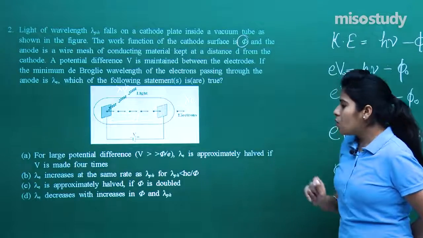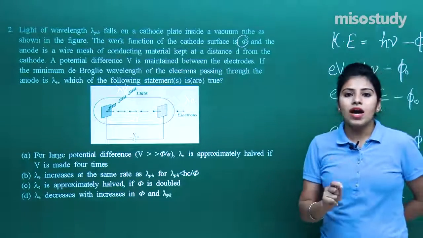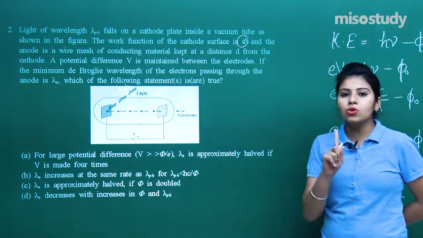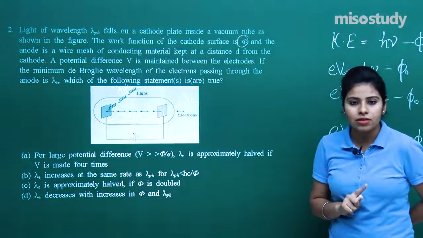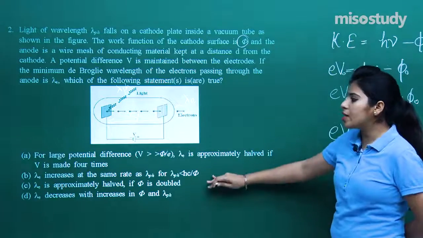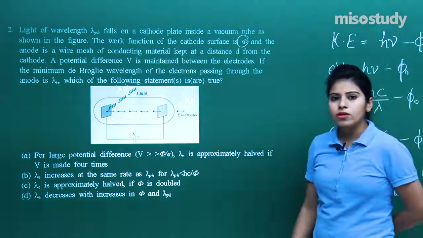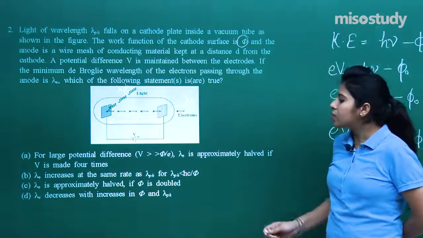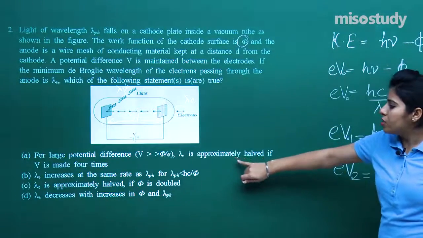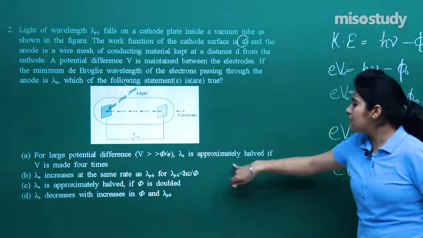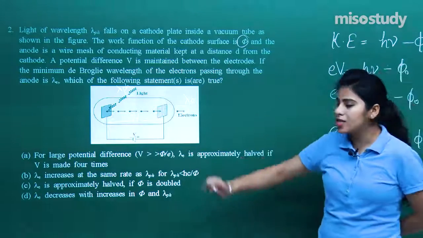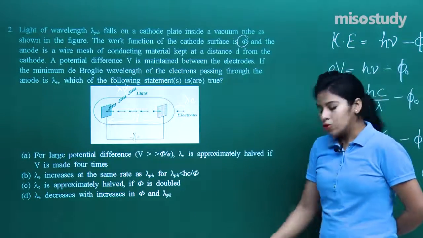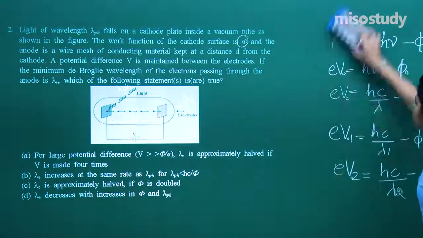Right. Now because we are solving those questions in which only one option can be correct, only one option would be correct among these 4. So let us just start with this. For a large potential difference, lambda E is approximately halved if V is made 4 times. So let me just start with the question.